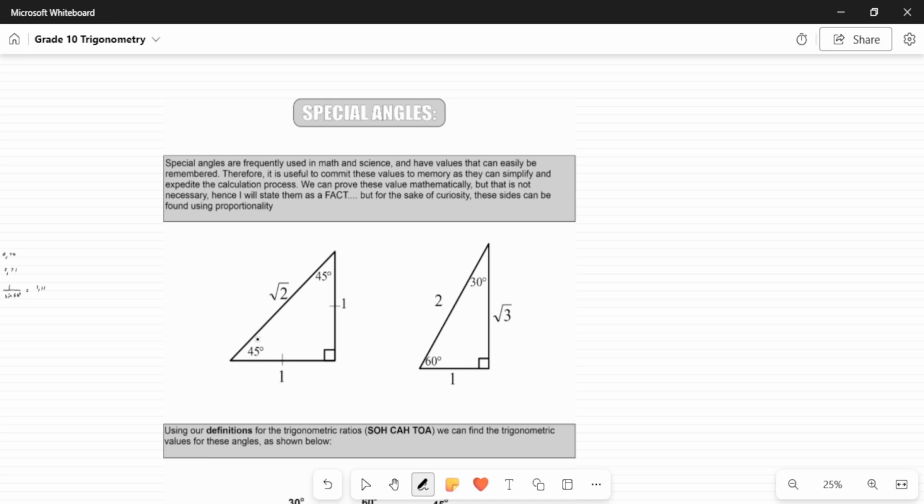With this triangle here, just remember 45, 45, it's an isosceles triangle. And these two sides are 1. And automatically using the theorem of Pythagoras, I can find the root 2.